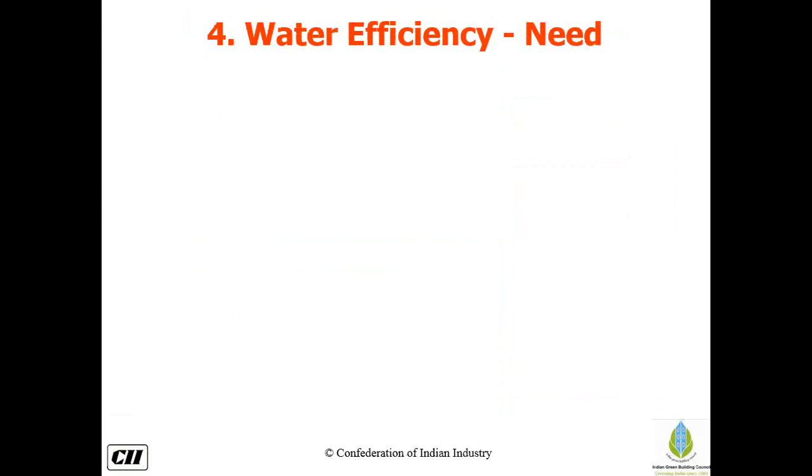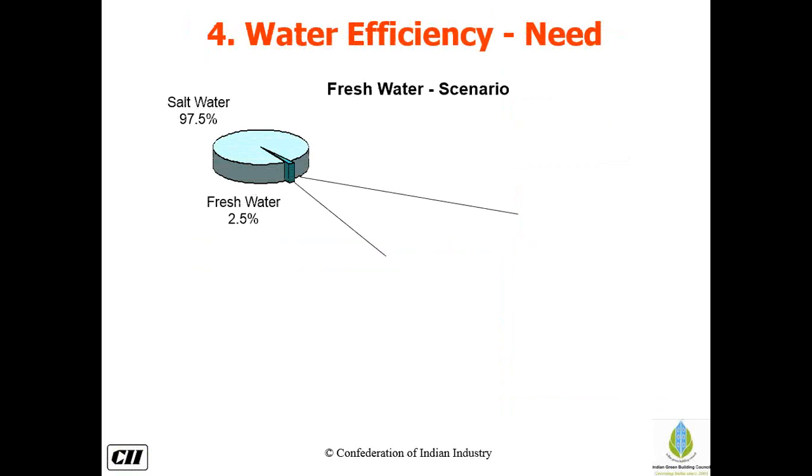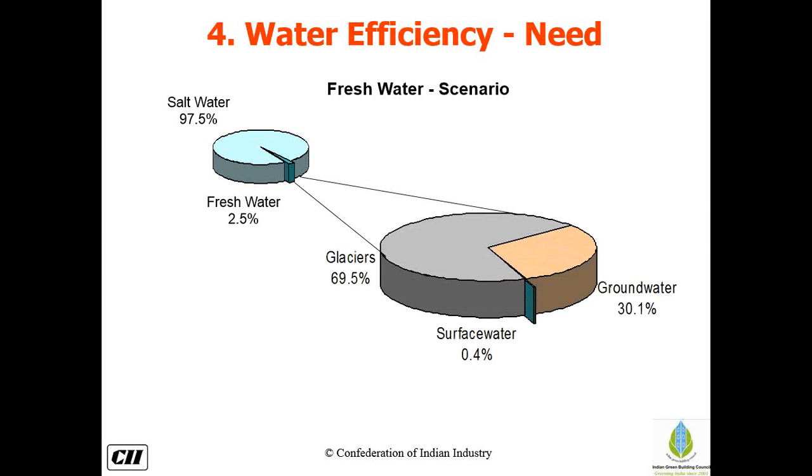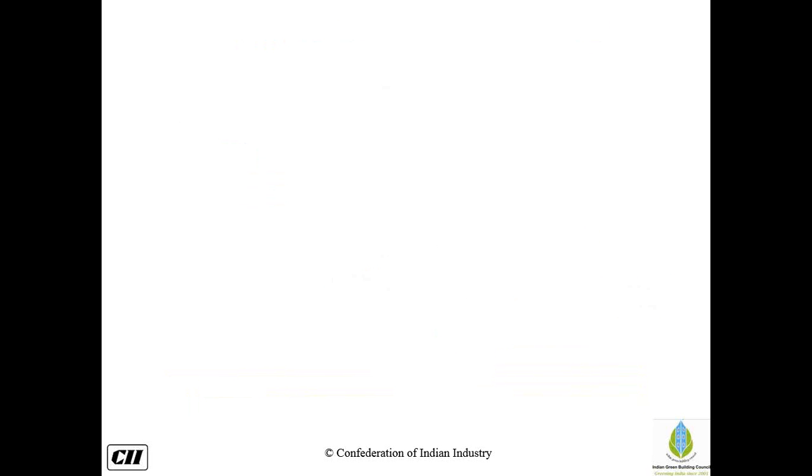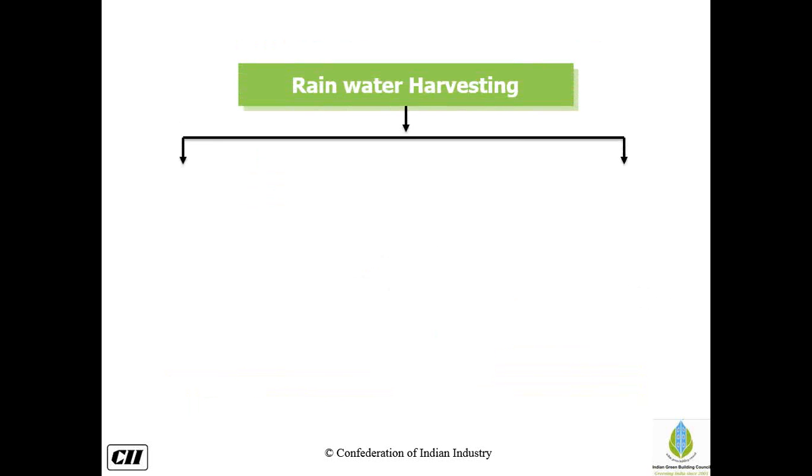So the next topic is water efficiency. All of us know that Earth is mostly filled with water, but of the water we have, 97.5% is salt water. So the freshwater availability is only 2.5%. Of that, whatever we can use is only the groundwater, which is only 30% of 2.5%. So how we can reduce our water consumption and have more water for our future generations, we have to relook at it.